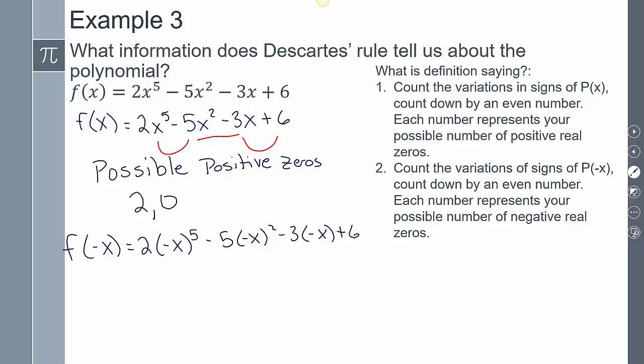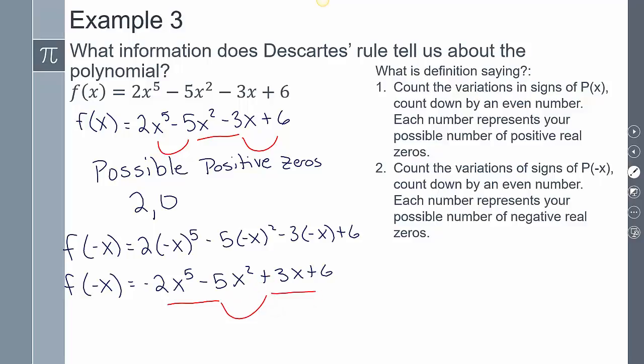Now that I plugged in that negative x, what I need to do is simplify that. I have an odd number of negatives, so a negative and a positive gives me negative; an even number of negatives stays the same. Odd changes, even stays the same. Once again, I need to count the number of zeros that are going to be represented there. Negative to negative, no. Negative to positive, that's a variation. Positive to positive, no. So in this case, I have 1. Now if I count 1 down by an even integer, 1 minus 2 gives me negative, so I don't count down anymore. So I only have 1 possible negative zero.